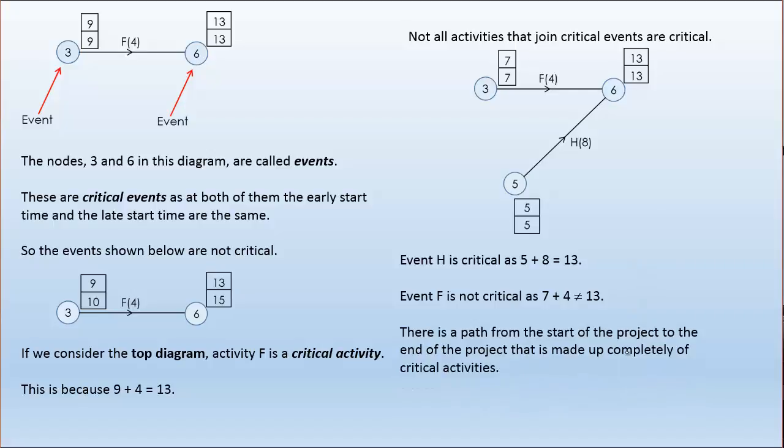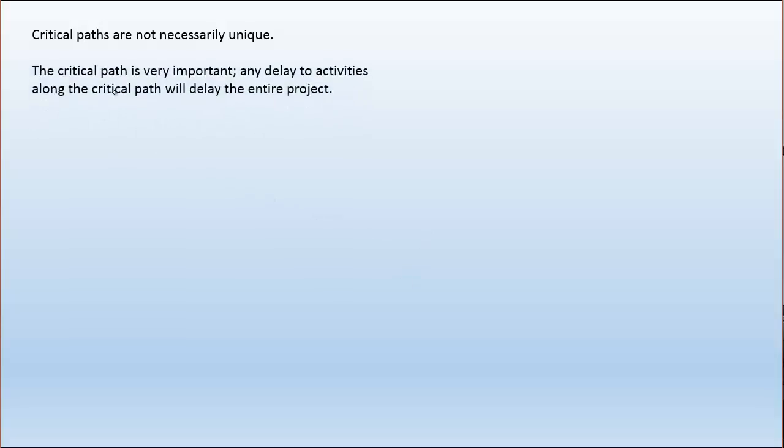There is a path from the start of the project to the end of the project that is made up completely of critical activities. This is called the critical path, and you must understand that that's important because this whole area of study is called critical path analysis. Something to note is that critical paths are not necessarily unique. A critical path will definitely exist, but there may be more than one of them. The critical path is very important. Any delay to activities along the critical path will delay the entire project.